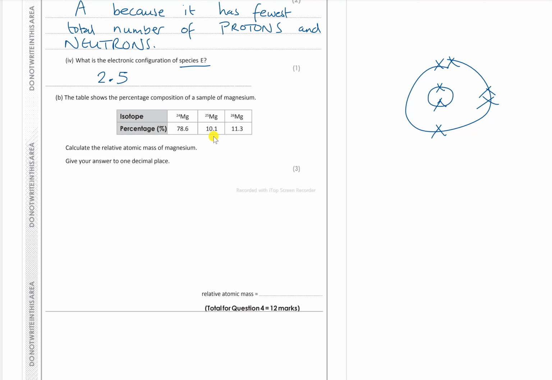Oh, right. How did we set this out? We said set it out like this, didn't we? We said Mg 24. No, we didn't. Stop it.